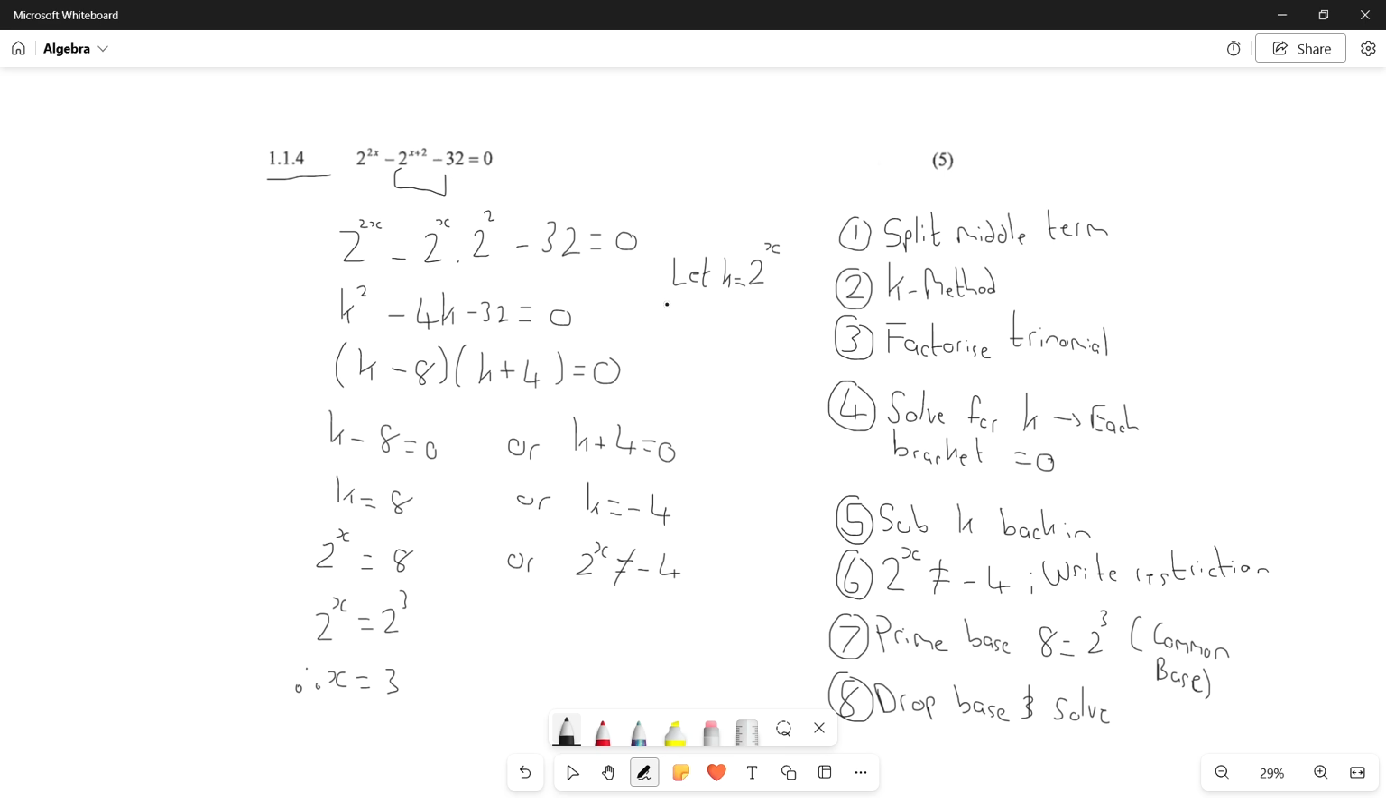From there, what we're doing is we make k equal 2 to the x, which turns the 2 to the 2x into k squared, and then this 2 to the x is replaced with k, and 2 to the 2 becomes 4 over here. So that's how we get the 4k over here. Minus 32 remains the same.